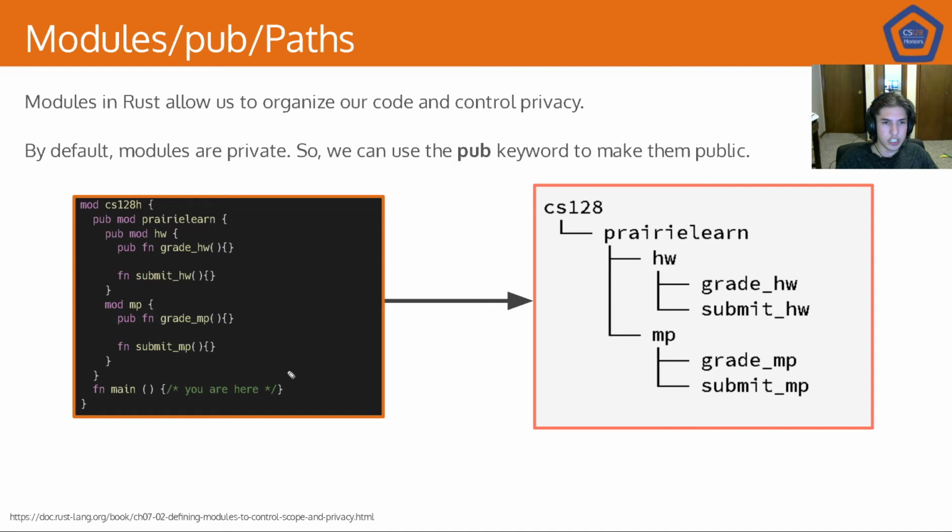So does anything change when we move into this layer here? Instead of being here, we're now on the same level as PrairieLearn. Effectively not. Effectively, this is the same. The only difference is we no longer have to say CS128 honors PrairieLearn homework grade homework. We no longer need the CS128 honors because we're already in that module, or the colons. Wonderful.